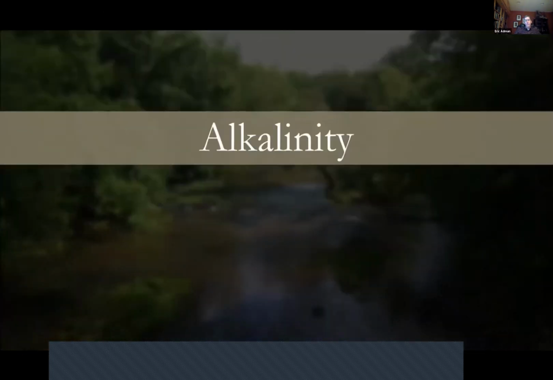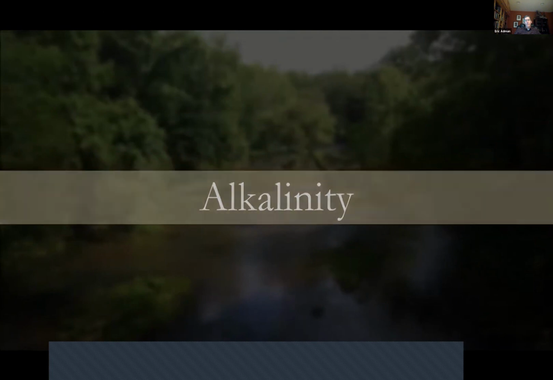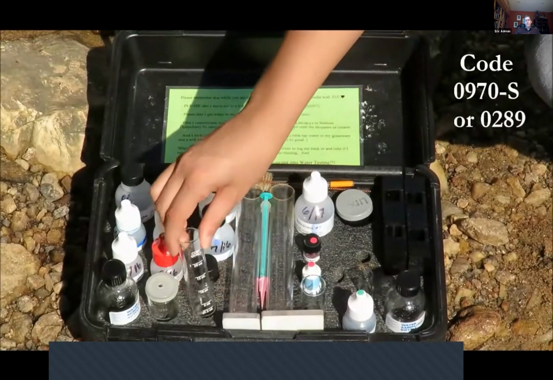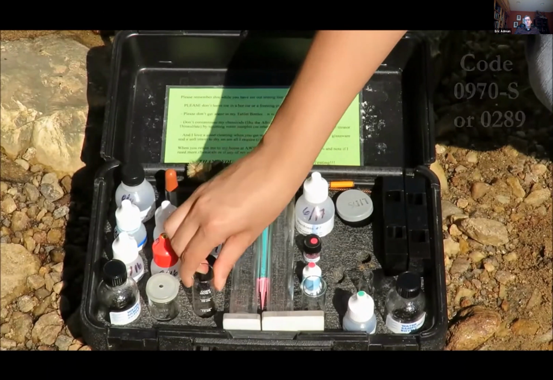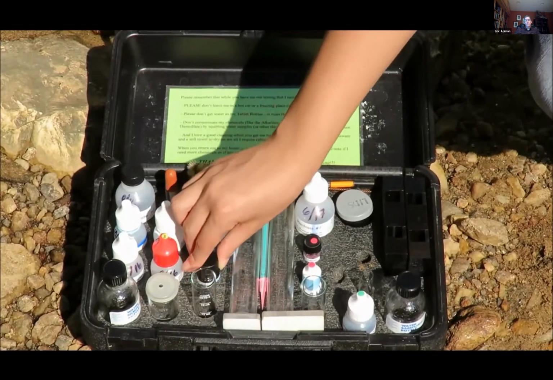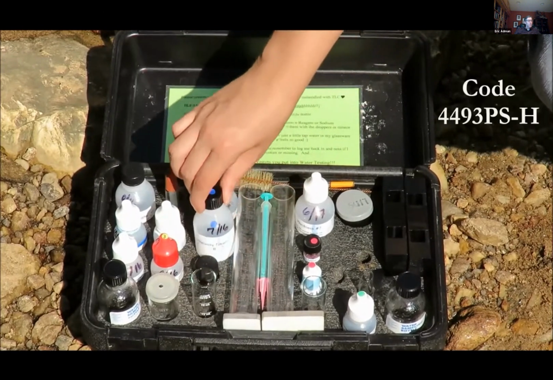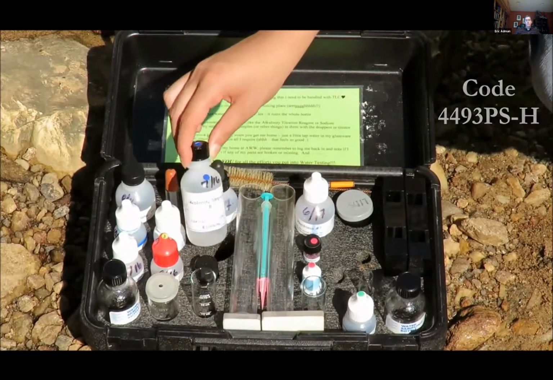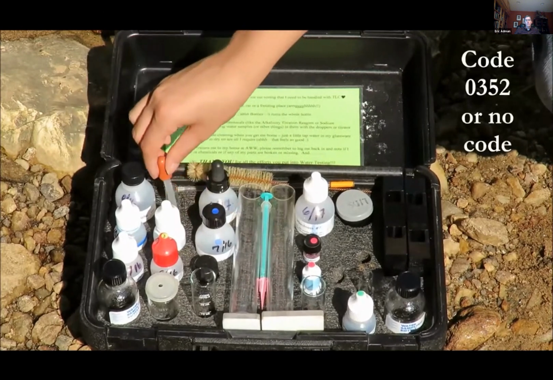This video will show the proper method for measuring alkalinity. For this test, you will need the alkalinity test tube, BCG MR tablets, alkalinity titration reagent B, and a plastic dropper with no line.